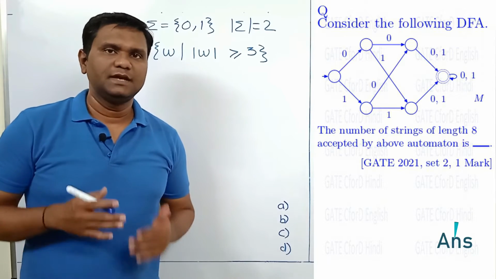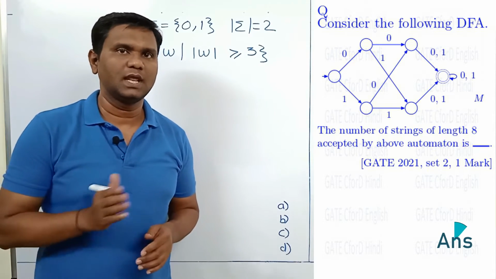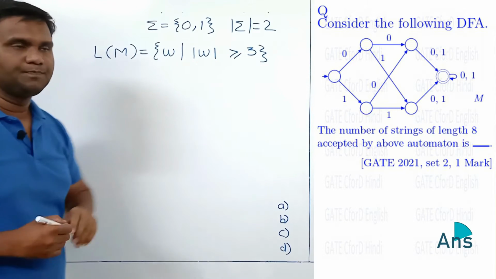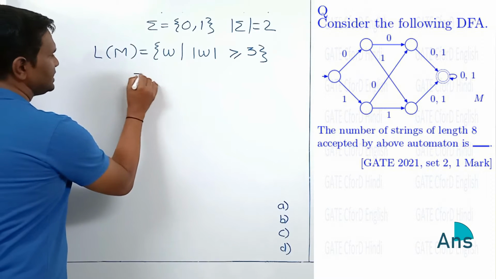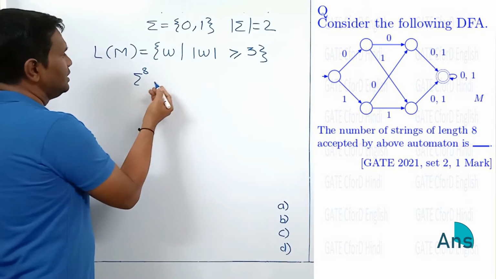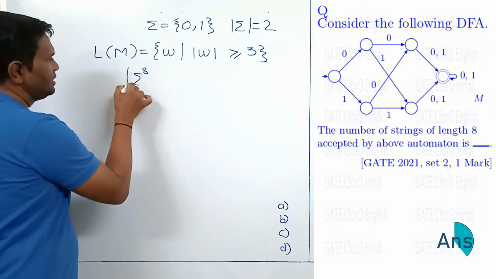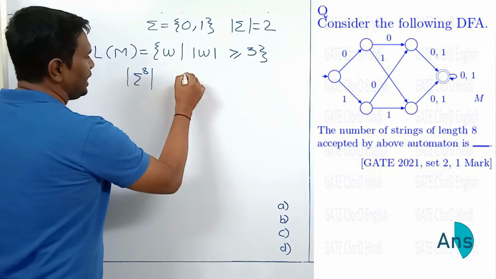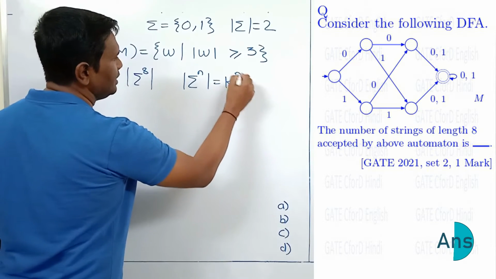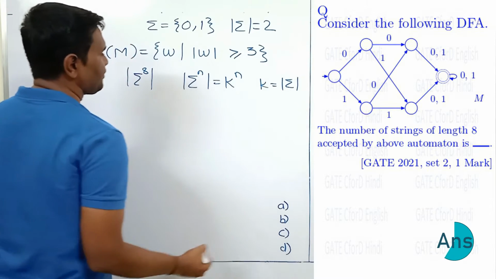If you observe the DFA, then this DFA accepts every string with length greater than or equal to 3. The language of the DFA is W such that length of W is greater than or equal to 3. So if you consider sigma power 8, the set of all strings with length 8, then every string in sigma power 8 is accepted by the language. So we have to find the number of strings in sigma power 8. Now we have studied the formula: the number of strings in sigma power n is equal to k power n, where k is the number of symbols in the given alphabet.